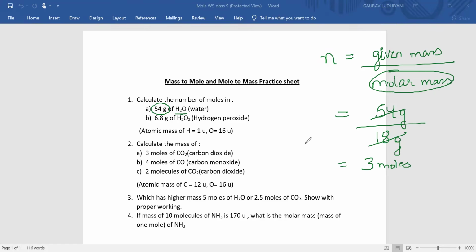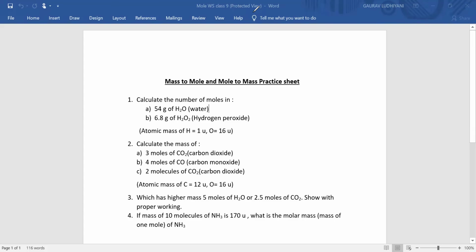So at the end, it totally depends on you. You want to use the formula or you want to use the tips and tricks and the understanding of chemistry. That's up to you, totally up to you. You will get the answer in any case. Got it? All right.